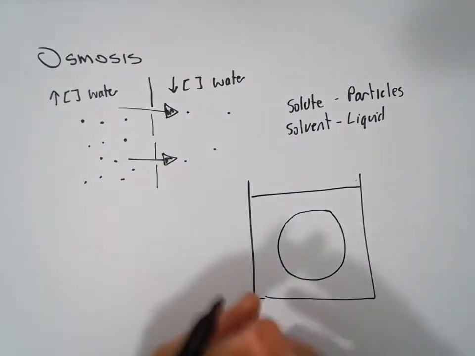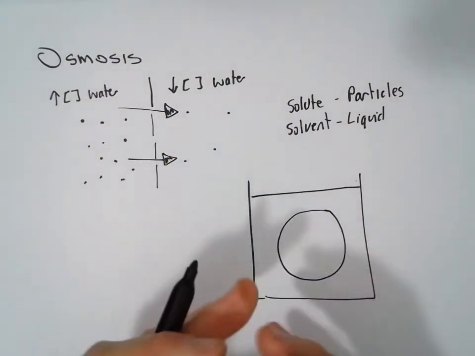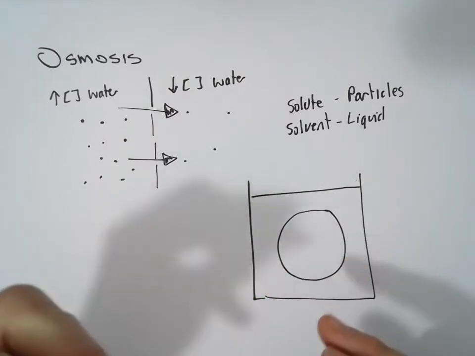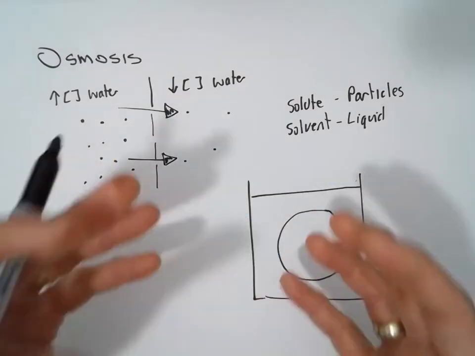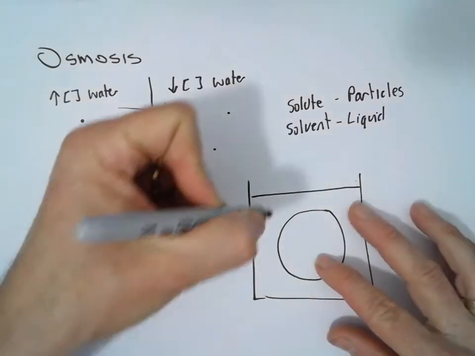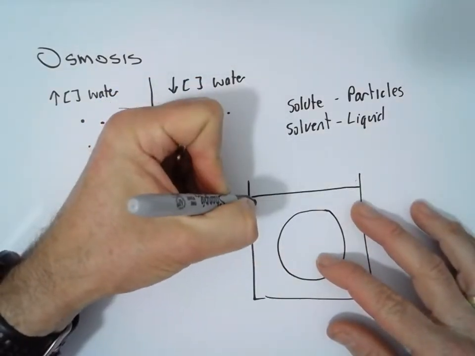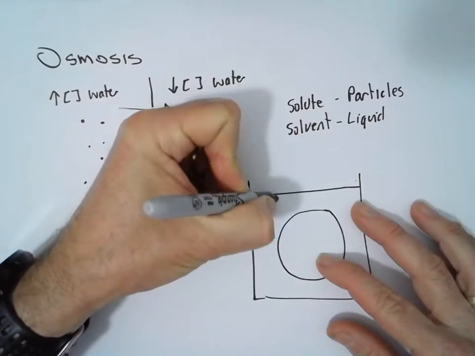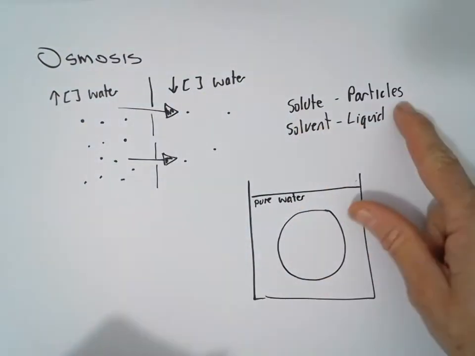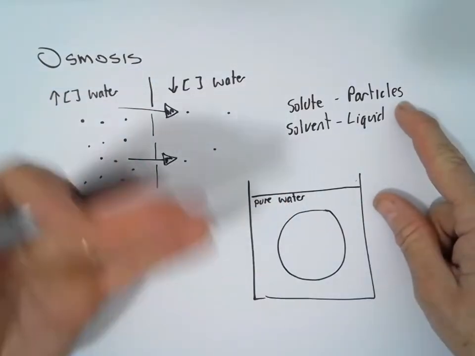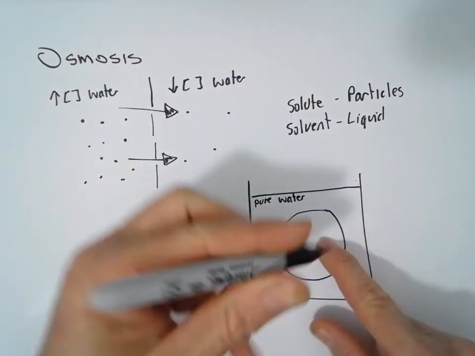Well, it's probably, let's say it's tissue. Let's say that it's a piece of potato, which obviously has plant cells. And we're going to put it in water that's pure water. So pure water that doesn't have any solute in it, doesn't have any salt or glucose or anything. And this is our potato.